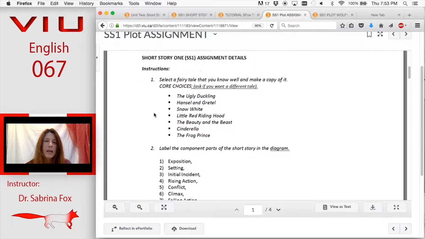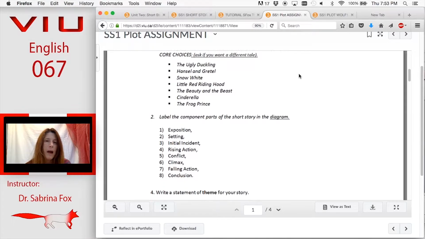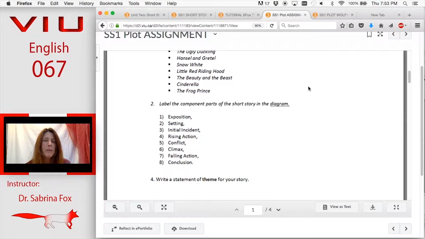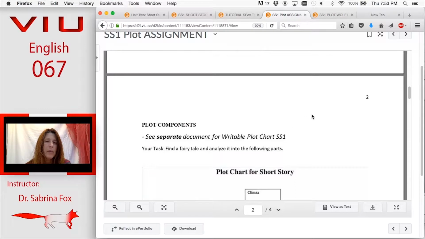So then basically you pick a fairy tale from this list. If you want something else, we need to talk. You need to let me know and have my consent, because I need to know the fairy tale in order to mark the assignment. So then you're going to answer these components, and there's a chart for you to fill out. And then you're going to write and explain a statement of theme.